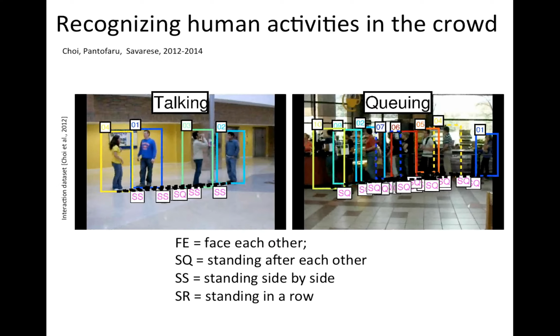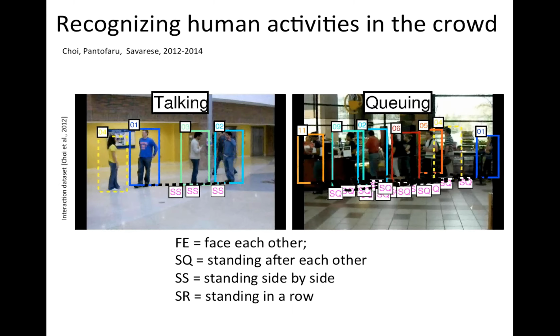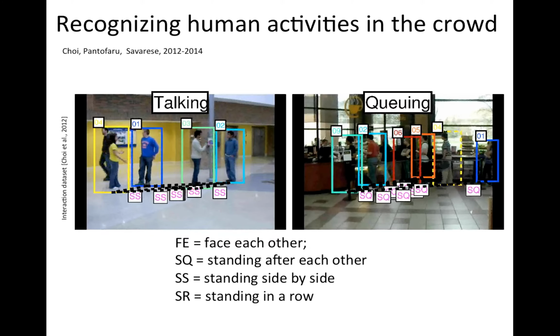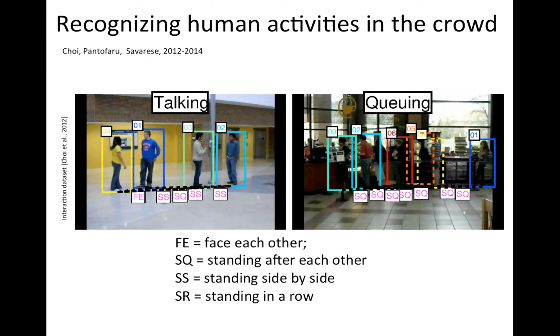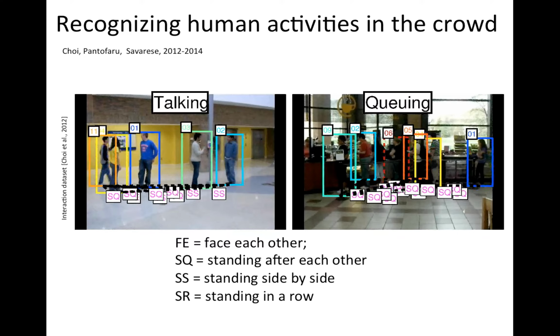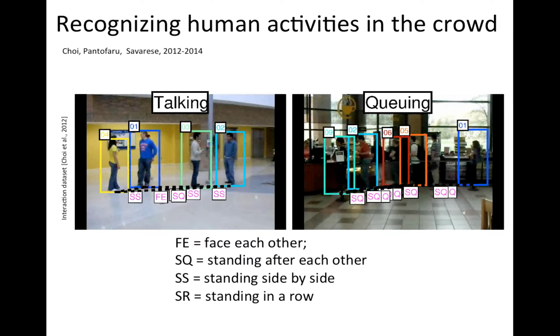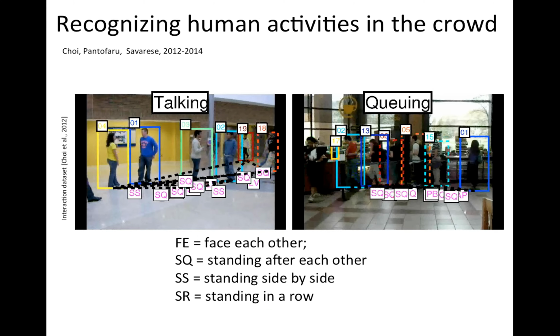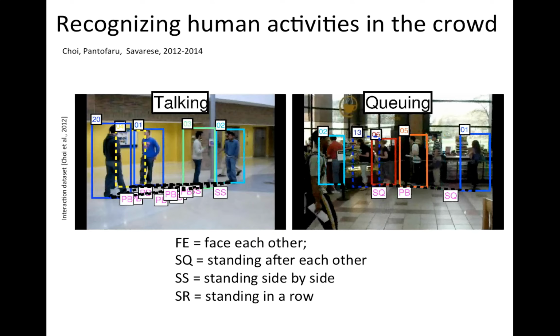Some results obtained by our original graphical model representation are shown here. The model is able to recognize these two activities, talking and queuing, by inferring a number of interrelations such as face each other, standing after each other, standing side by side, standing in a row.